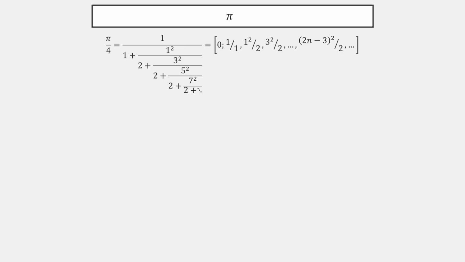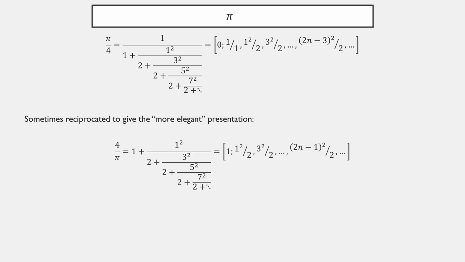So we end up with this kind of nice looking generalized continued fraction expansion for pi over 4. Once you get past this 1 over 1, it's 1 squared over 2, 3 squared over 2, 5 squared over 2, 7 squared over 2, 9 squared over 2, and so forth and so forth and so forth. Sometimes this is reciprocated to make the pattern look a little nicer. You may also subtract a 1 so that the pattern starts right away and so forth. But whatever, you have a nice generalized continued fraction expansion for pi over 4.